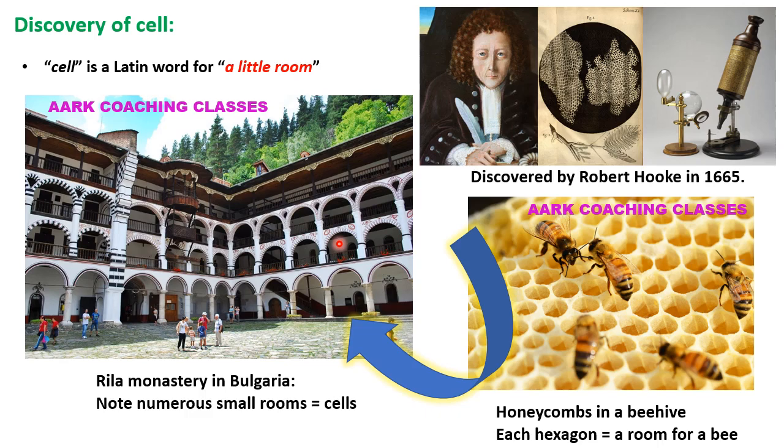So cell is what? A Latin word for a little room, right? These are nothing but cells of a monastery. These are what? Cells of a plant sample. So he observed a thin slice of cork under the microscope and he observed several cell-like structures or room-like structures in it, which he called cells, right?